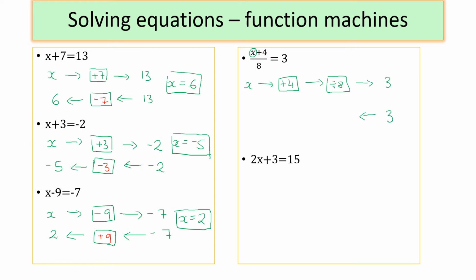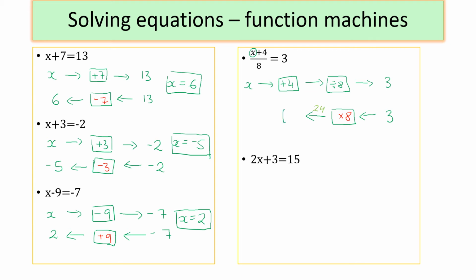It's very important to do those operations in the right order. Here I've got divided by 8. I need to do the opposite of that, so that is going to be times by 8. 3 times 8 is 24. So at this point, my answer is 24. I'm just going to put it there, so it's easy for me to calculate.